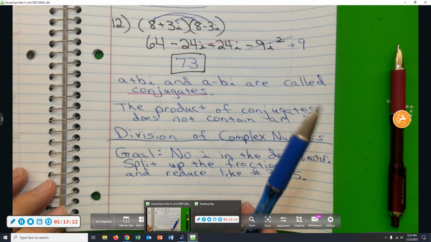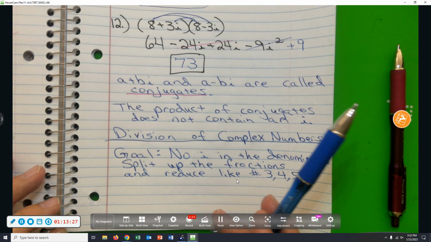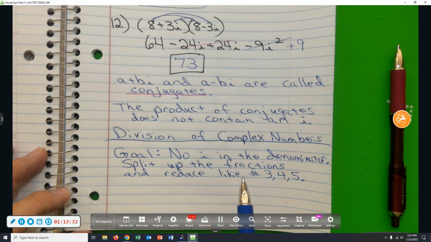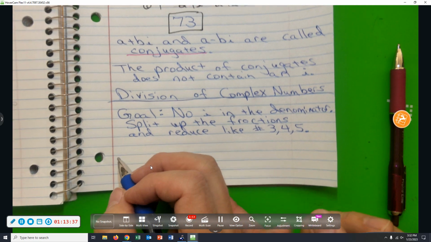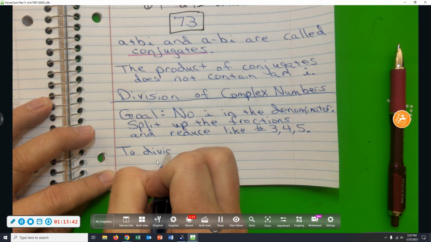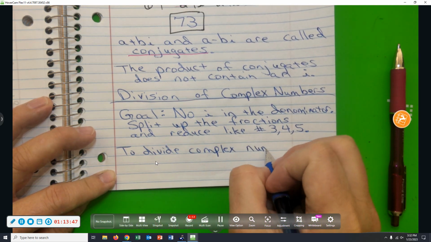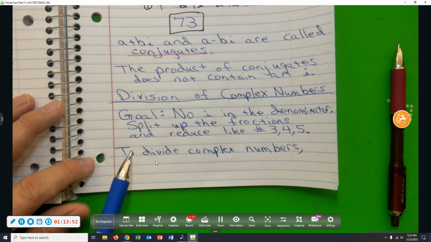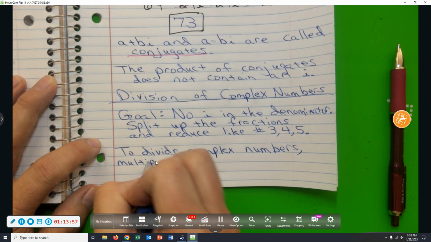Now, when working with the algebra of fractions, you know if you multiply the denominator by something, to maintain the equality, you got to multiply the numerator. So, to get rid of the i from the denominator, to divide complex numbers, you're going to have to multiply above and below by the conjugate of the denominator. Yeah, that's the sentence. That's important.